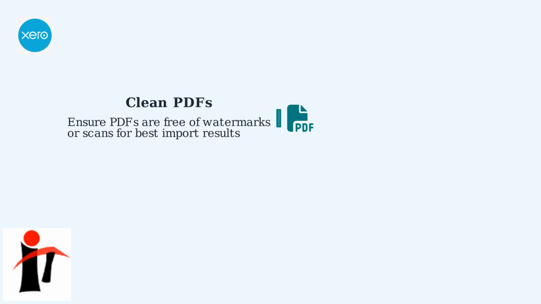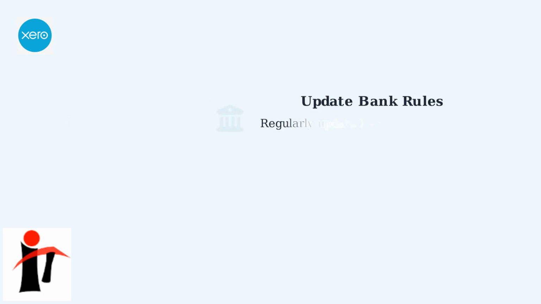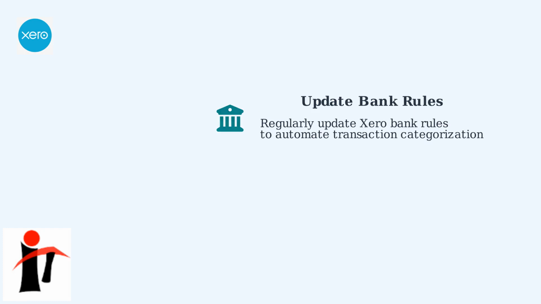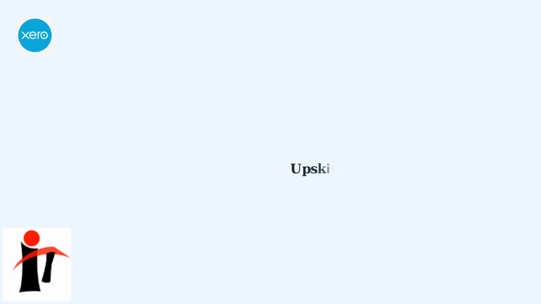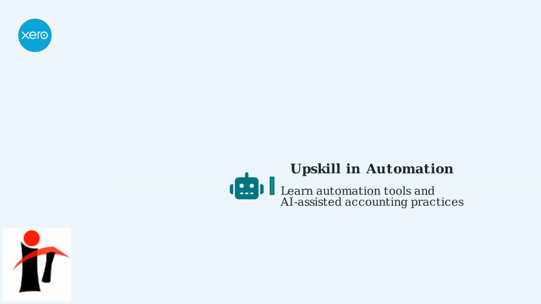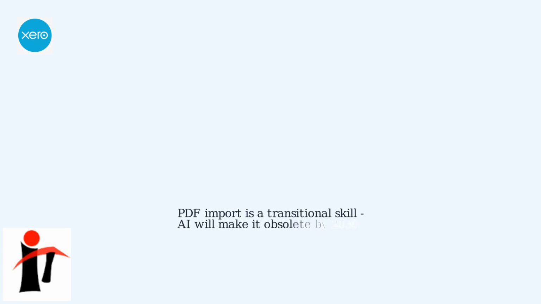To maximize efficiency, ensure your PDFs are clean and free of watermarks or scans. Regularly update your Xero bank rules to automate transaction categorization. Consider using Xero's mobile app for convenient statement imports. Upskilling in automation tools and AI-assisted accounting practices will be crucial as the technology evolves. Remember, experts view PDF import as a transitional skill, with AI poised to make it obsolete by 2030.